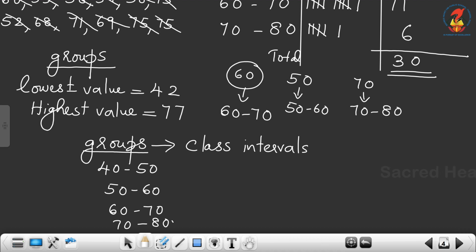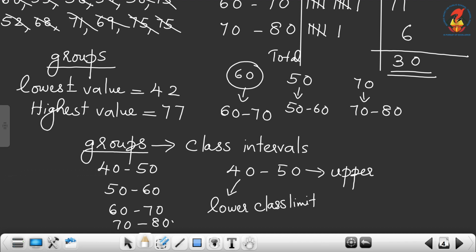Then look at the class interval 40 to 50. This 40 is known as the lower limit of the class interval, or lower class limit, and 50 is known as the upper class limit. Now look at the class interval 40 to 50 again: 40 is the lower class limit and 50 is the upper class limit.